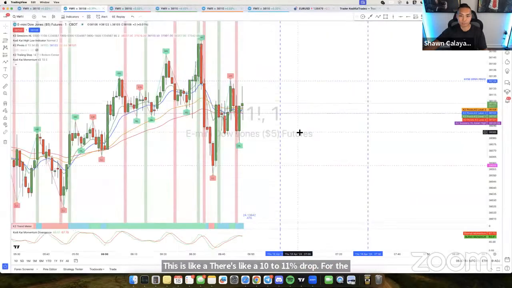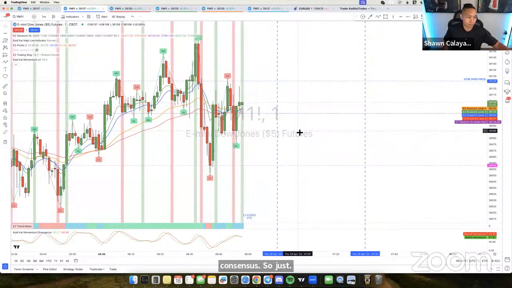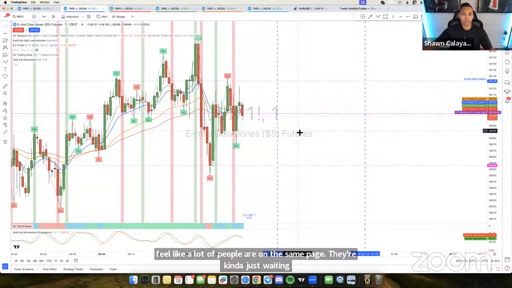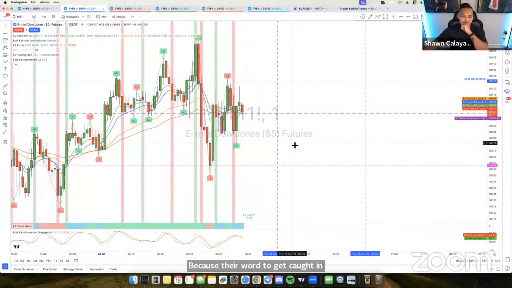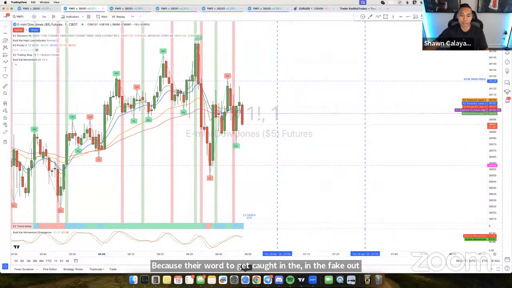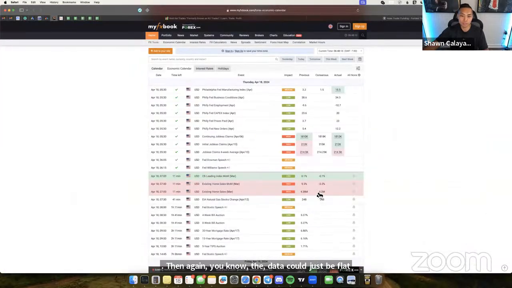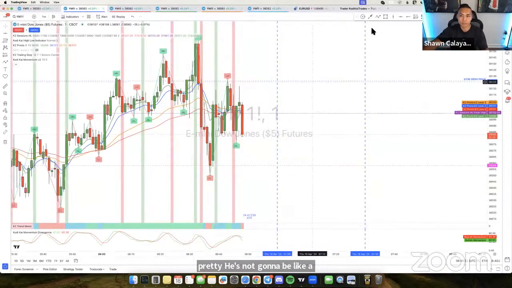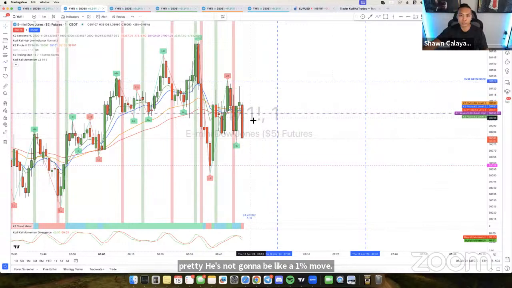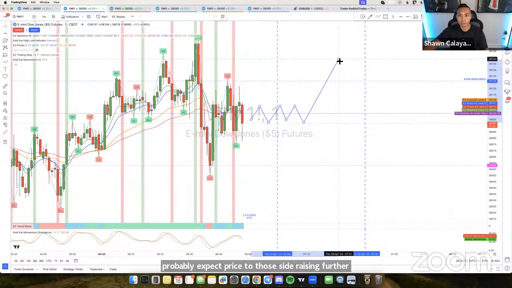I feel like a lot of people are on the same page. They're kind of just waiting because they're worried about getting caught in the fake out. Then again, the data could just be flat. If the data is not even close to what they forecasted, which I'm pretty sure is going to be pretty decent, it's not going to be like a 1% move. I mean, the market could just not move at all. You can probably expect price to go sideways even further, and then eventually it'll break out.